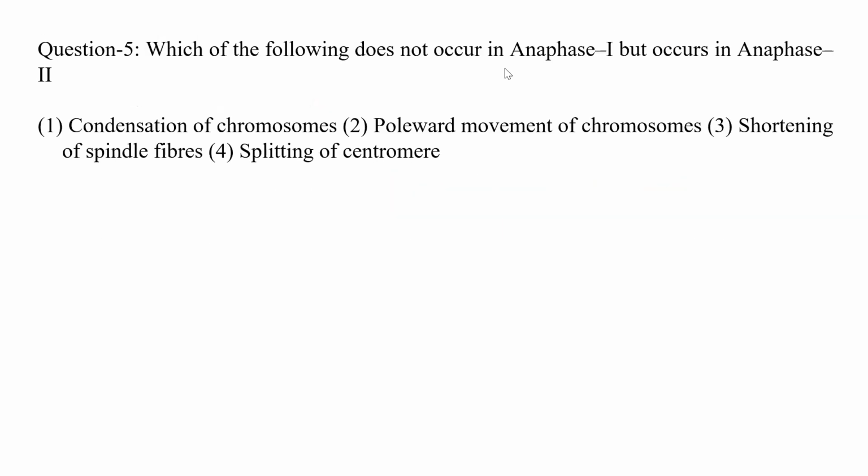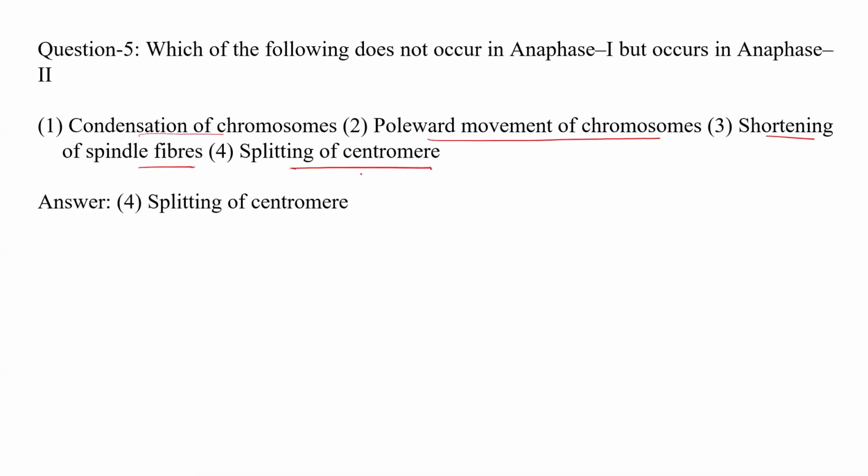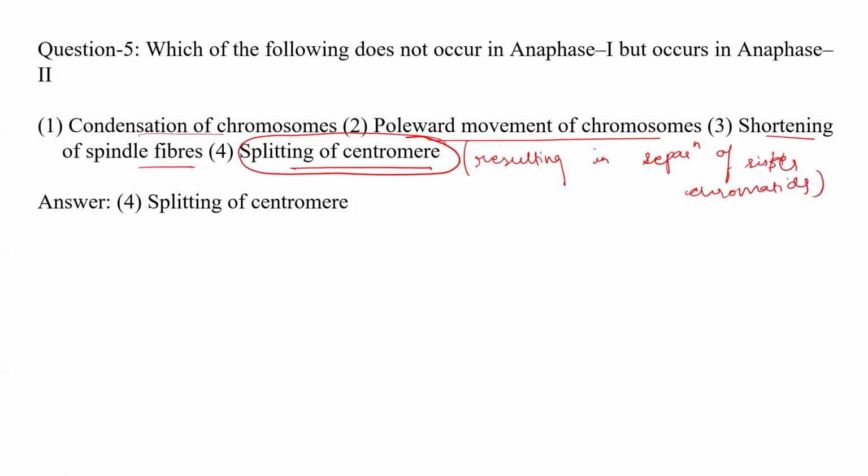The next question is, which of the following does not occur in anaphase 1 but occurs in anaphase 2? So it is the condensation of chromosomes, poleward movement of chromosomes, shortening of spindle fibers, or the splitting of the centromeres. We know that the splitting of the centromere, resulting in separation of sister chromatids, happens in anaphase 2 but not in anaphase 1.